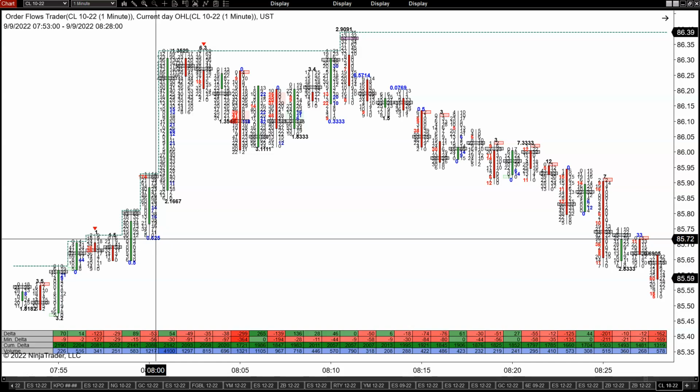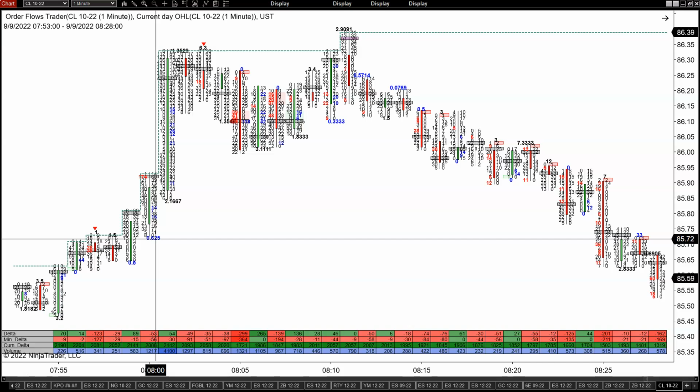Order flow delta is the difference between aggressive buyers and aggressive sellers in the market. It's the aggressive buyers and aggressive sellers that are going to move the market. So watching the delta can give you clues as to potential market turning points and continuation. And what I'll be talking about today is one of the patterns that I like to look for in the delta to tell me the market is turning.